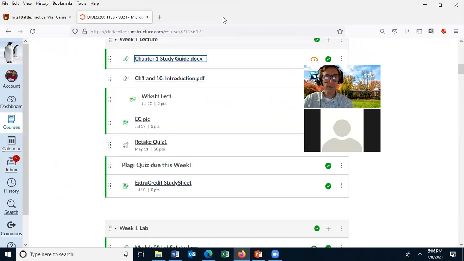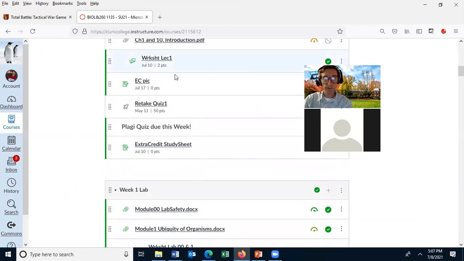Anything else I want to point out? Don't forget that for the extra credit assignments, the study sheet is due July 10th, and the extra credit picture is due July 17th. I think that's this Saturday. And this is next Saturday, I mean, a week from Saturday.